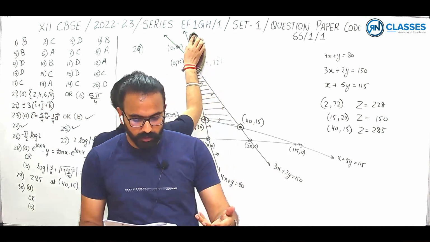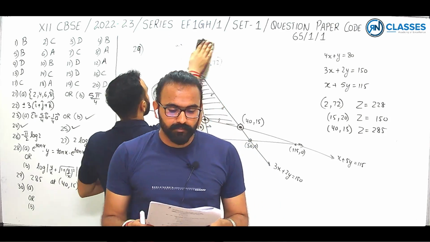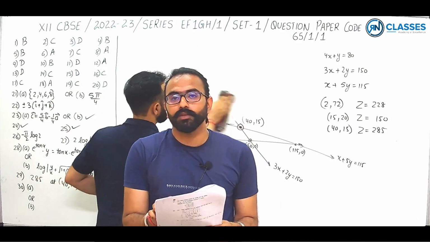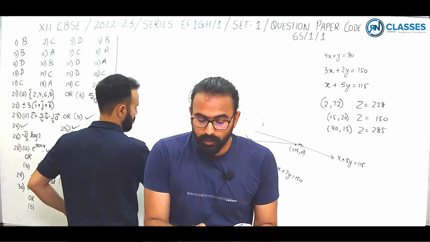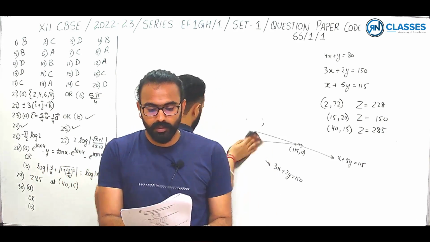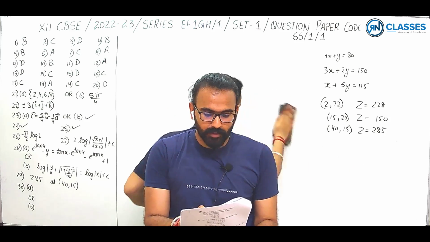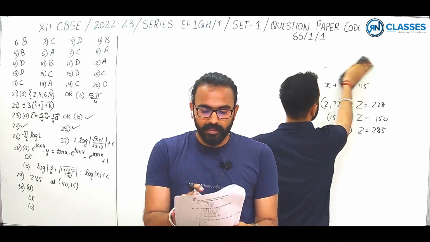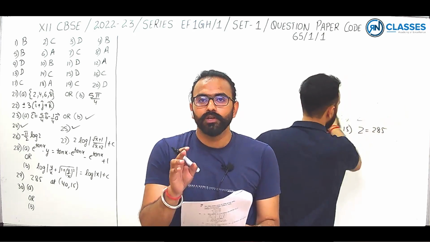Again, a choice was given. Part A: the probability distribution of a random variable x is given below. The table is given, the values of x are 1, 2, 3, their corresponding probabilities are given, and three parts are given. The first one is to find the value of k.